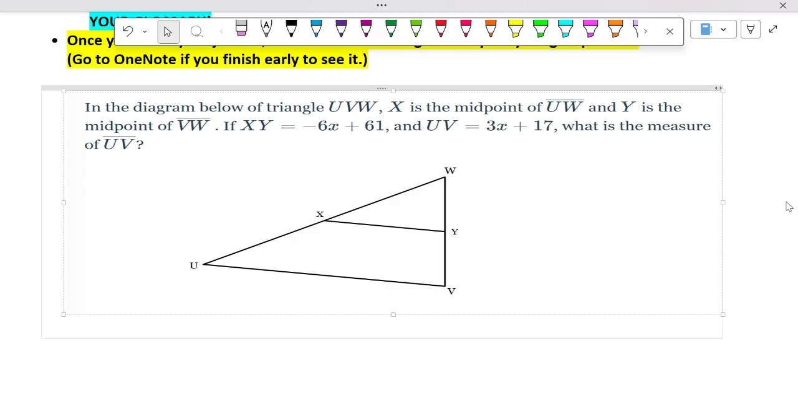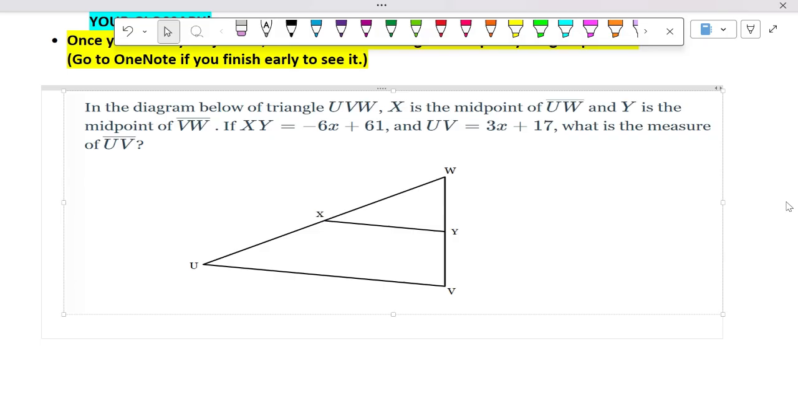But I'm not done because what did it ask for? What is the measure of UV? So what do I have to do? Put the 7 in where the 3x is. Right. Plug the 7 in for x. So I have 3 times 7 plus 17. So I have 21 plus 17. So UV is 38. Now, if UV is 38, without actually plugging in for x, what would be XY?